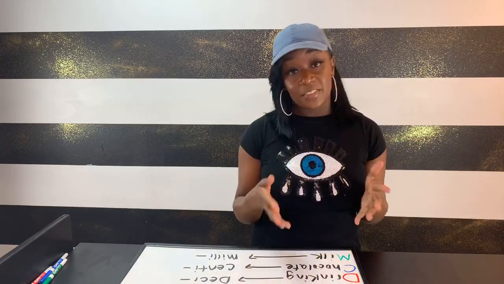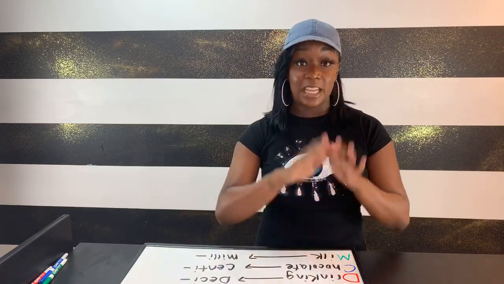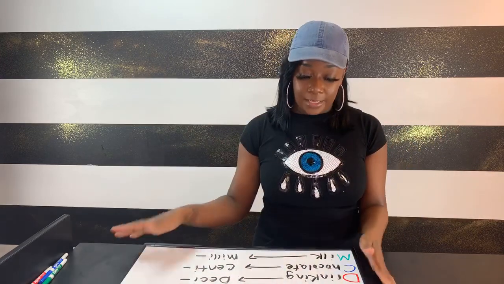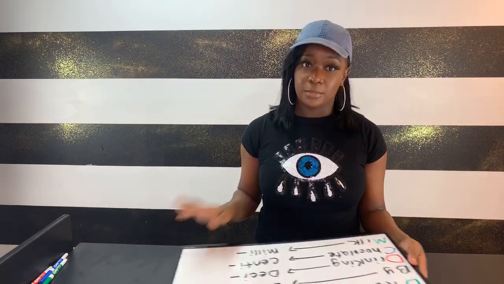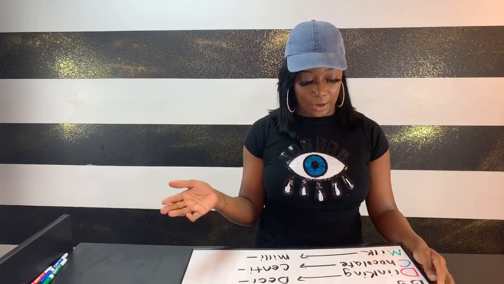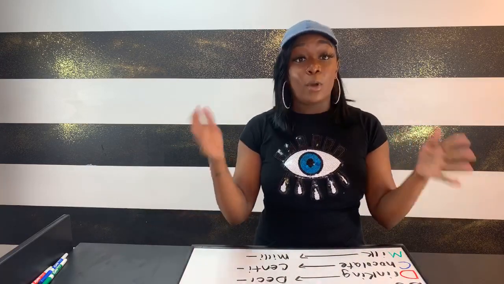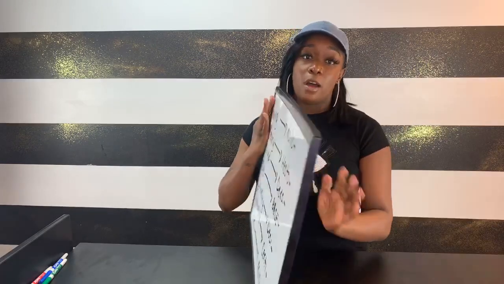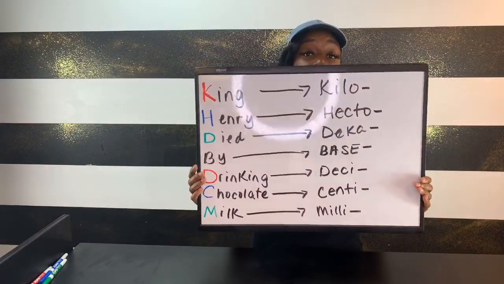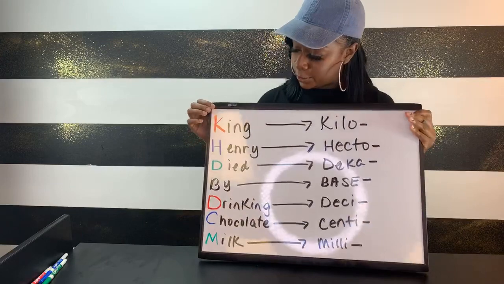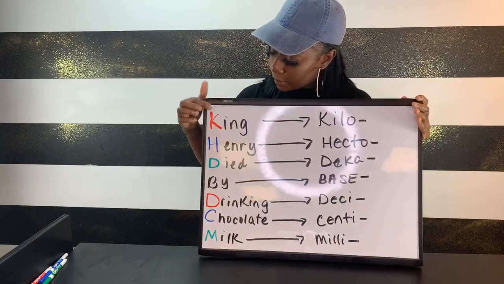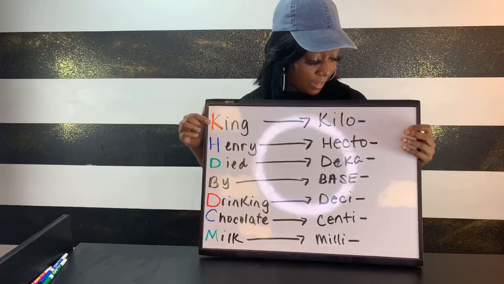There are certain prefixes that you guys have to memorize. There are going to be 6 altogether. So I'm going to give you guys an acronym today. Some of you may have heard it, some of you may not have, but it's King Henry died by drinking chocolate milk. What that's going to do is give you all of your prefixes. So the K for king is going to stand for kilo.